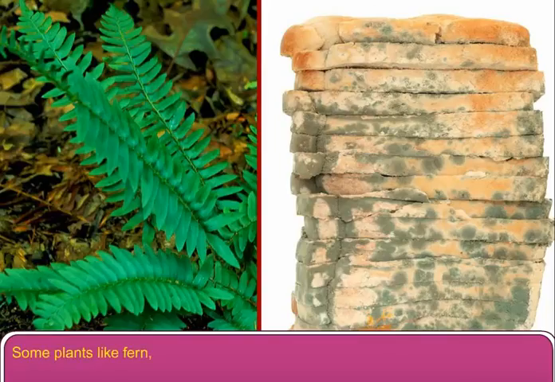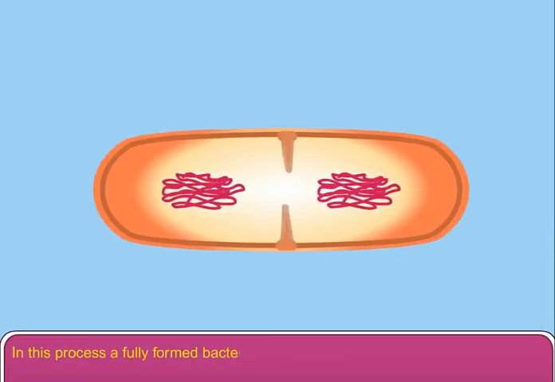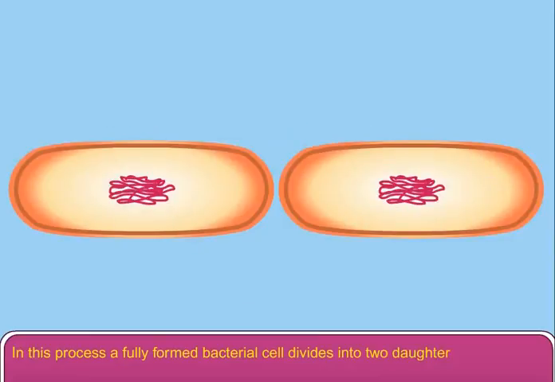Some plants like fern and bread molds reproduce by the formation of spores. Bacteria reproduce by the process of binary fission. In this process, a fully formed bacterial cell divides into two daughter cells.